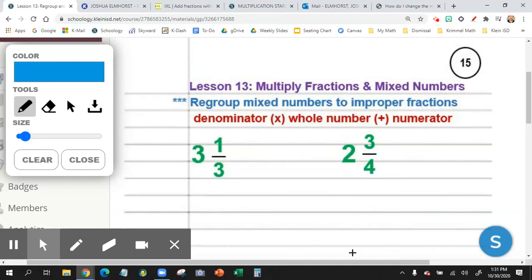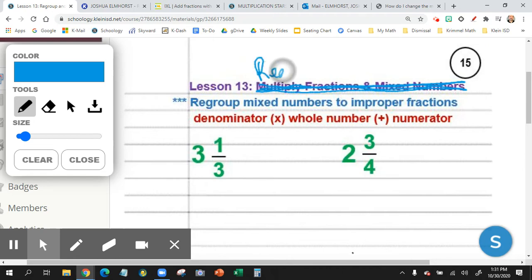Hey guys, we're going to take a look at lesson 13 and we're going to be on page 15. And I had printed this all out. That is not the name of today's lesson, so you're going to have to change this here. Lesson 13 is going to be regrouping and simplifying fractions.